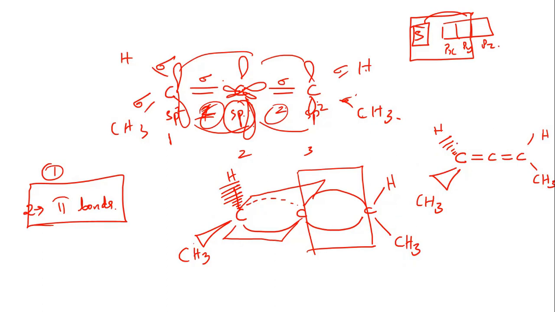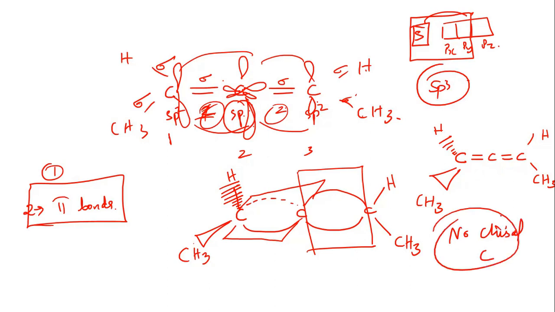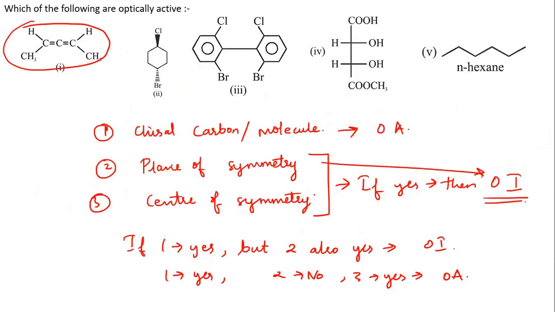Okay, now does anyone have any chiral carbon? No, every carbon is sp2 or sp. For a carbon to be chiral, it should be sp3 hybridized so that all four valencies can be satisfied by different groups. But these are all sp2 and sp hybridized, so no chiral carbon. First condition is not met.